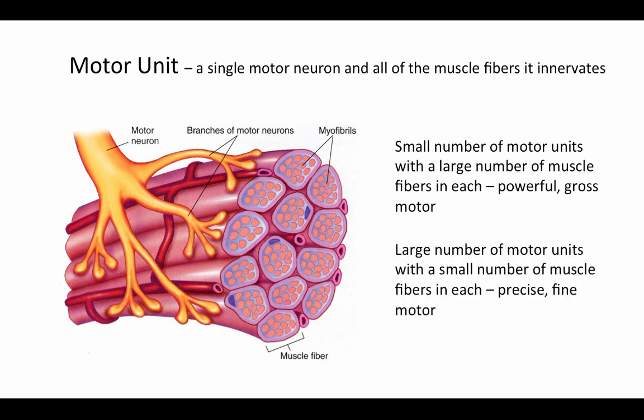Or you can have a large number of motor units, and each neuron is just going to stimulate a very small number of muscle fibers. And you would have this situation when very precise, fine motor control is needed, such as in the fingers, in the lips and tongue when you're talking.